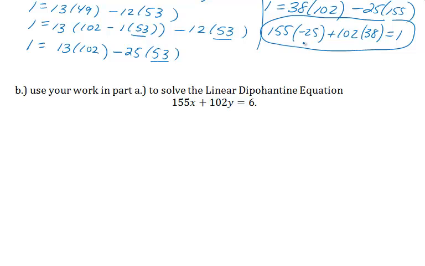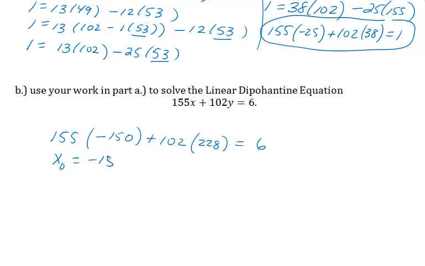So we've got 155 times a number plus 102 times a number equals 1, and we'd like 6 here. We want the right-hand side to be 6, so we're going to multiply through by 6. So we got 155 times negative 25 times 6, which is going to give us negative 150, plus 102 times 38 times 6, which is going to give us 228, equals 6. Okay, so we've found a particular solution.